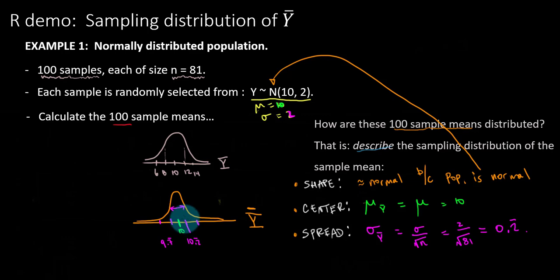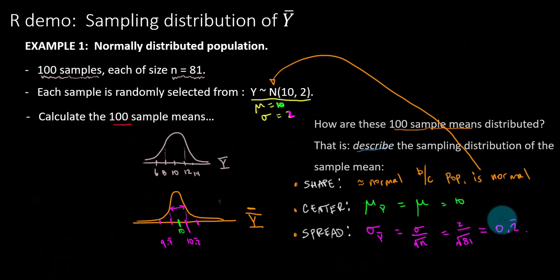So you would notice that the spread here is a lot less because the spread is no longer a 2, that 2 applied to the population. The spread is incorporating that square root of the sample size, so it's a lot less. What I'd like to do now is go validate these values in R.